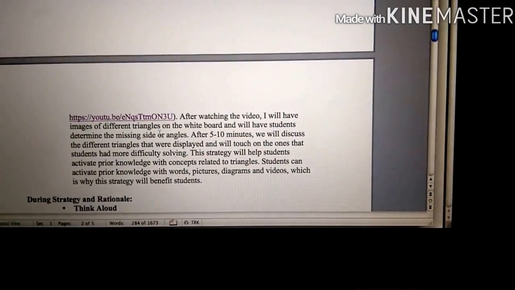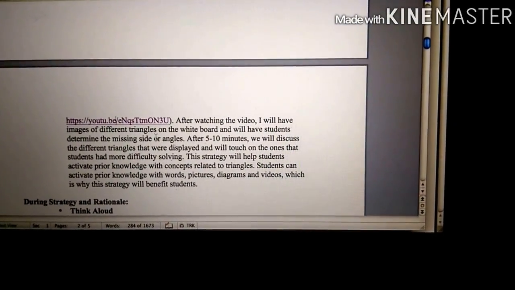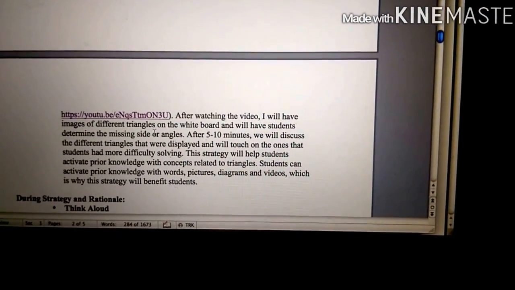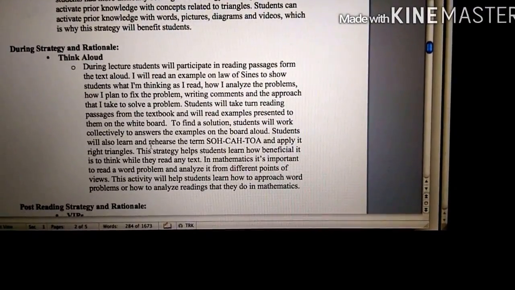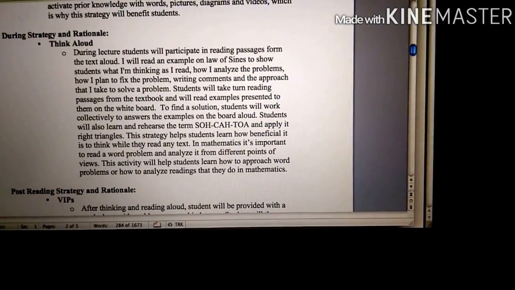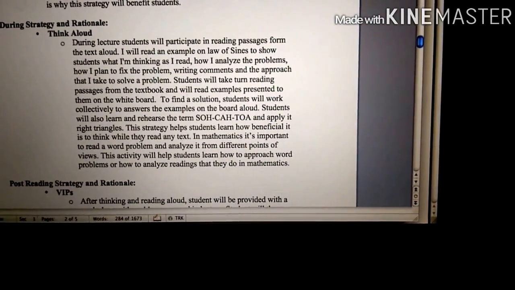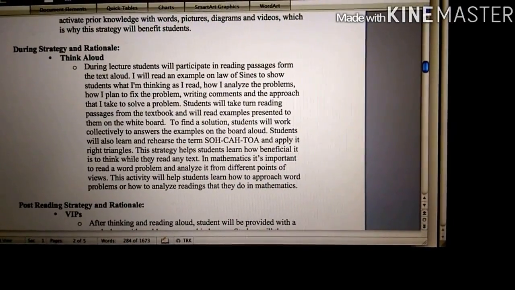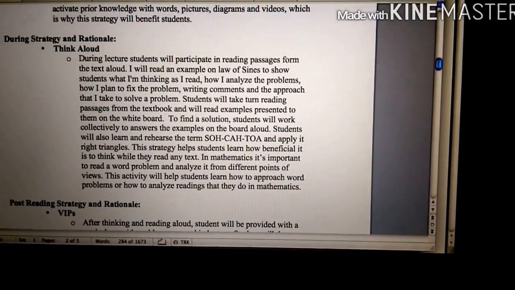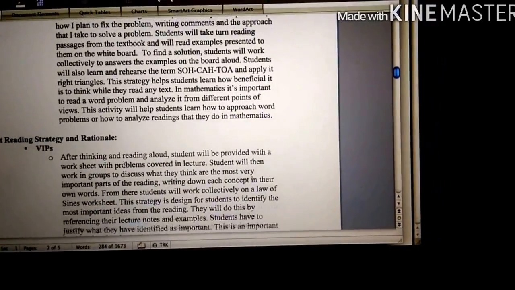After the students watch the video, we'll go ahead and discuss what they learned, and then I'll solve an example on the board. Now, during my example, I'll actually be reading a word problem out loud, and I'll be asking students for their input on what are the important parts of that problem. That way they can identify the important things from the word problem, and we'll solve it together.